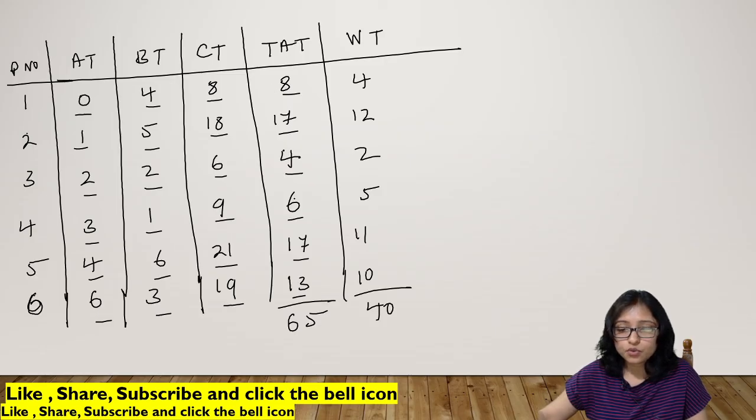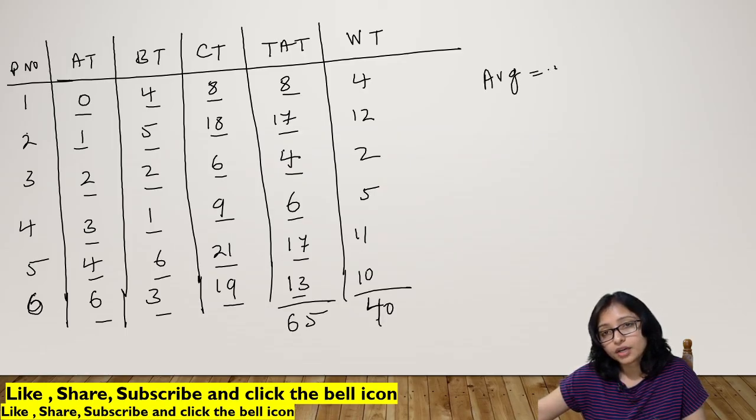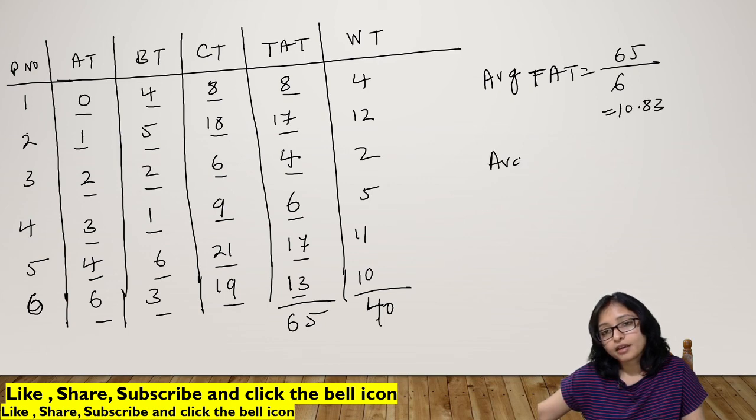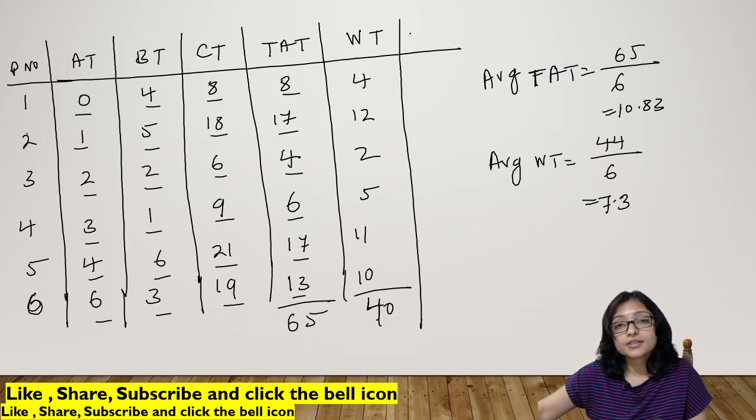8 17 4 6 17 13 4 12, 2, 5, 11, 10. So here this is 40. So average turnaround time is 65 divided by 6, that is 10.83, and average waiting time will be 44 divided by 6, that is 7.3, right? And your task is to do the response time.